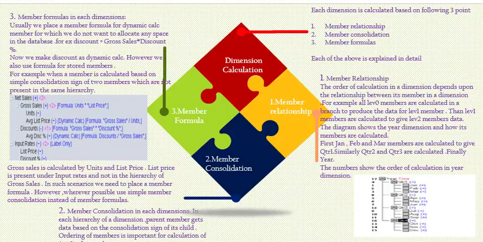We also use formulas for stored members. For example, when a member is calculated based on a simple consolidation sign of two members which are not present in the same hierarchy. In this picture, gross sales is calculated by units and list price. List price is present under input rates, and not in the hierarchy of gross sales. In such scenarios, we need to place a member formula. However, wherever possible, use simple member consolidation instead of member formulas.